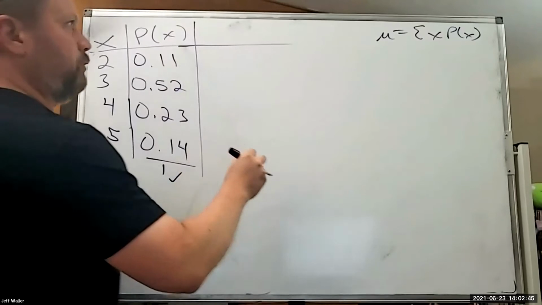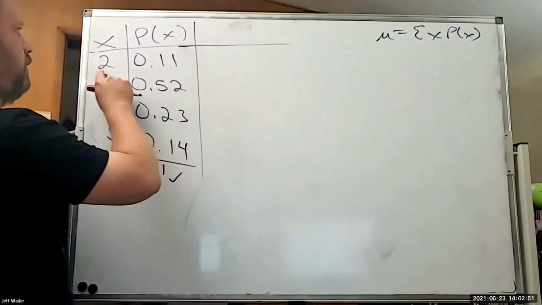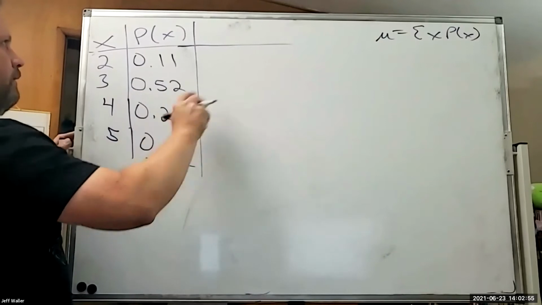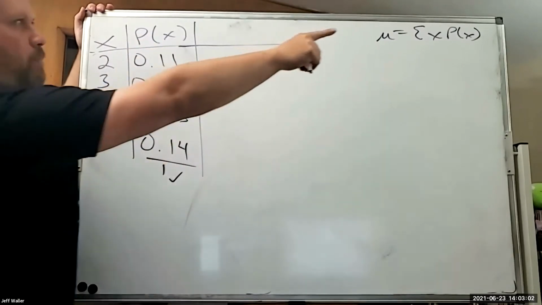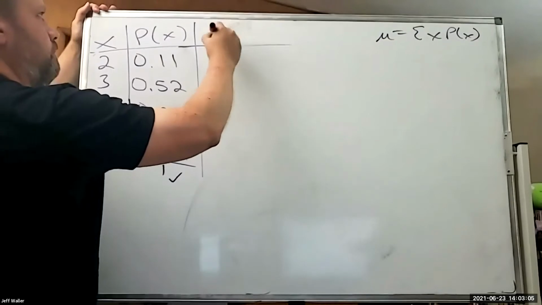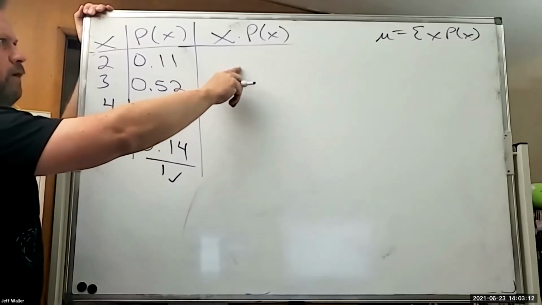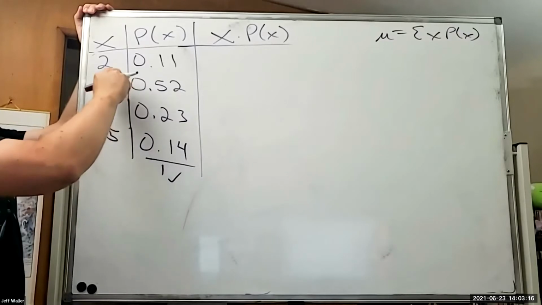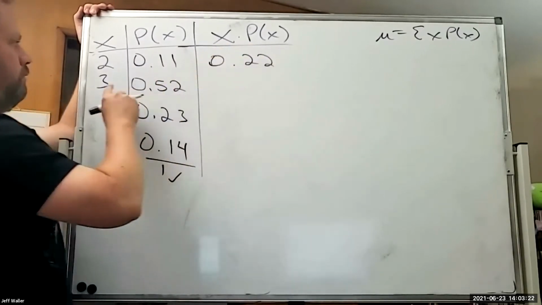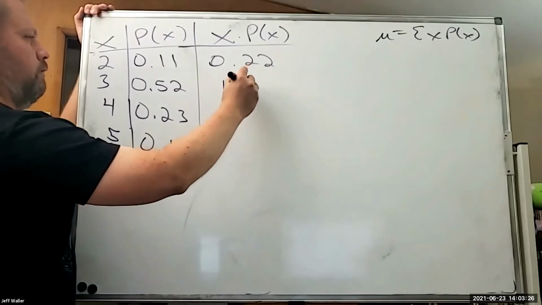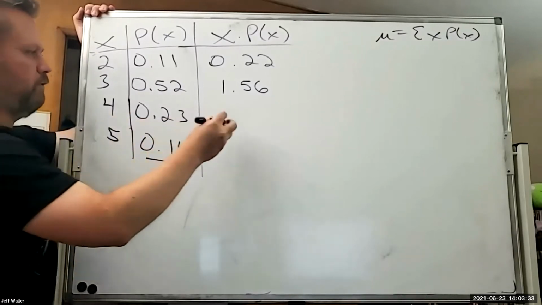So what does the formula tell me to do? Well, if I cover the sum symbol, I've got to do x times p of x. I've got to make a column of those. Where my x is at here, where my p of x is at here. So how do I make a bunch of x p of x's? Just multiply across. 2 times 0.11 is 0.22. 3 times 0.52 is 1.56, I believe.